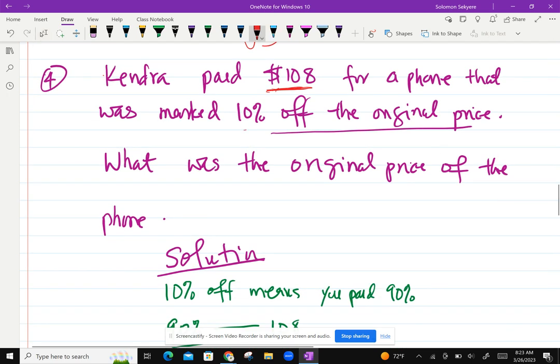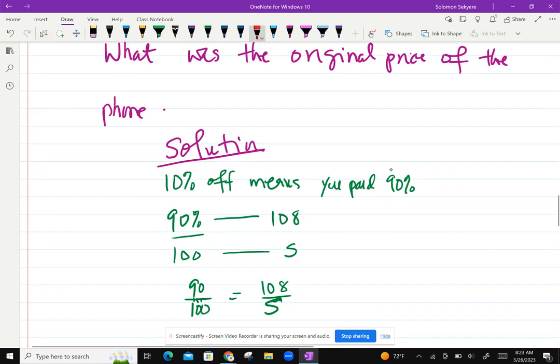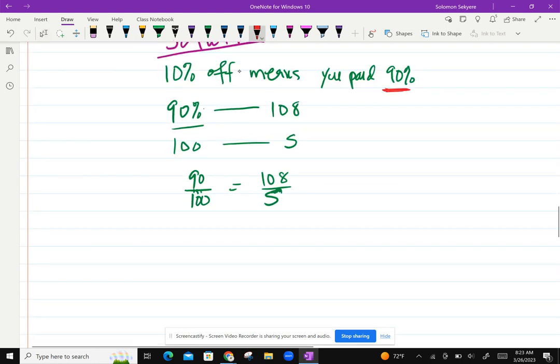Okay, it was marked 10%. So what did I tell you? If something is marked 10%, that means you paid 90% of it. So that 90% is the 108, right? Set up your proportion. You were given 10% off, so you paid 90%. So it is 90 over 100. We want to know the original price. The original price matches the 100%. So it's 90 over 100 is equal to 108, because this time we know our sales price.